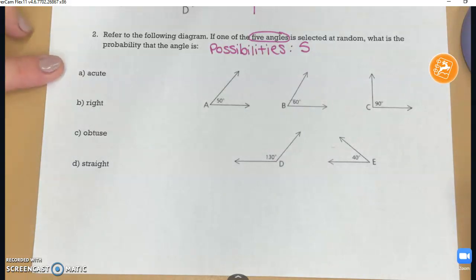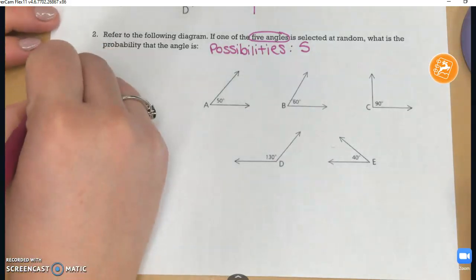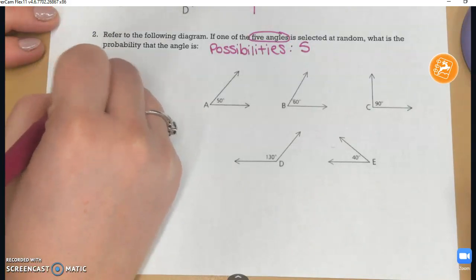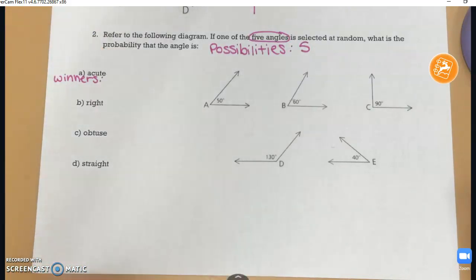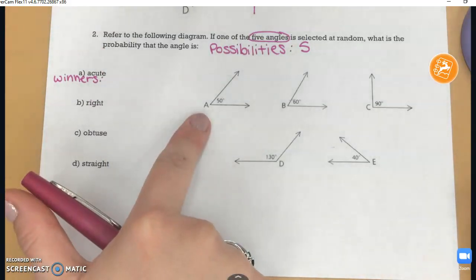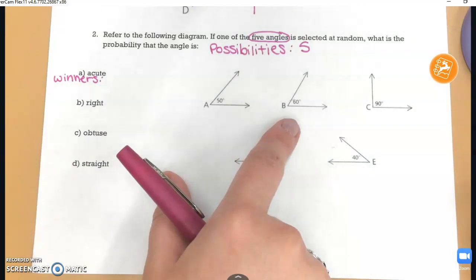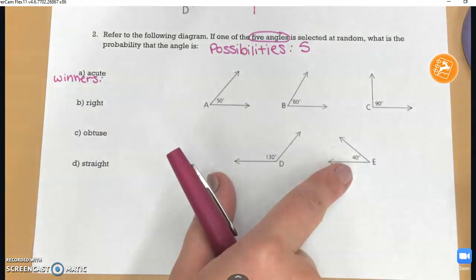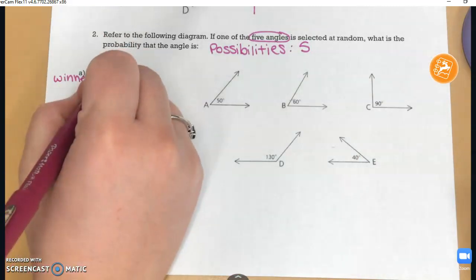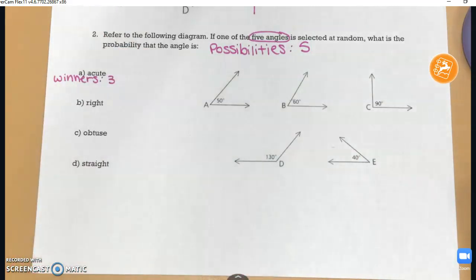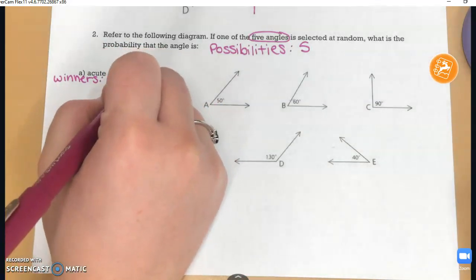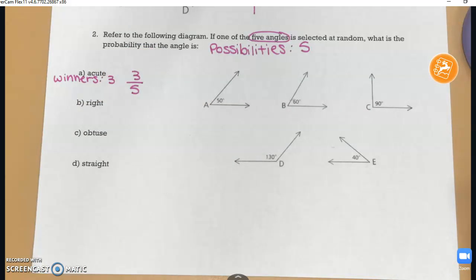So starting on A for acute, I need to figure out how many winners I will have. How many of these angles are acute? Well, acute means it's less than 90. A is 50, so that's acute. B is 60, so that's acute. E is 40, that is also acute. So I have 3 winners, A, B, and E. So my probability for part A is going to be 3 winners out of 5 total, or 3/5. And I cannot reduce that, so that's my final answer for part A.